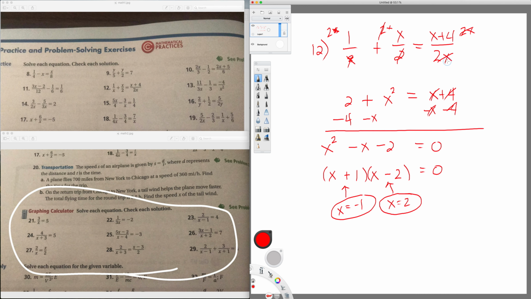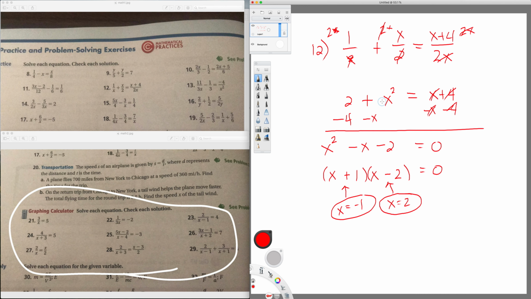I don't know if you talked about those or not, but neither one of these, if I put a negative 1 here and here, that's not going to make a 0 in the denominator. And if I put a 2 in either of those, it's not going to make a 0 in the denominator. So both of those would be answers on number 12. Let's go to number 13. So I'll clear out that one and go to 13.